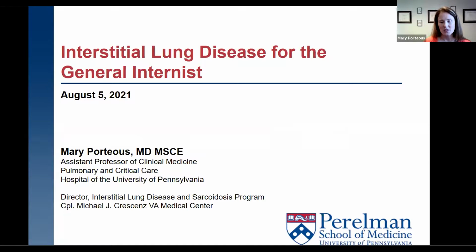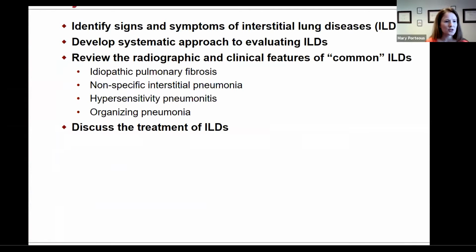All right, so the rather large topic that I'm hoping to at least do some justice to is ILD for the general internist. The objectives are to identify some signs and symptoms of ILD, to develop a systematic approach for evaluating them, review some radiographic and clinical features of the more common subtypes, and discuss treatment.